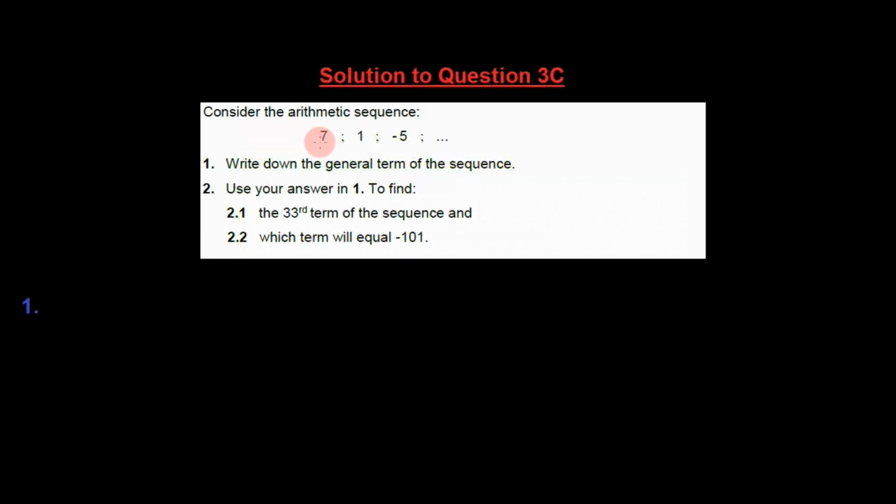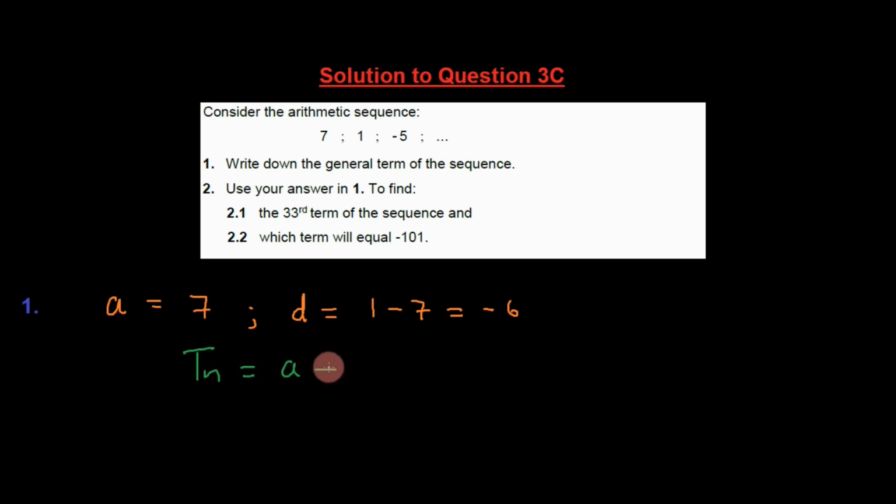Let's look at your answers to this question. We have this arithmetic sequence, and in number 1 we have to write down the general term of the sequence. We start by writing down the values of a and d. a is the first term, and that's 7. d is the common difference. We can get d by taking term 2 less term 1, so 1 minus 7, which is negative 6.